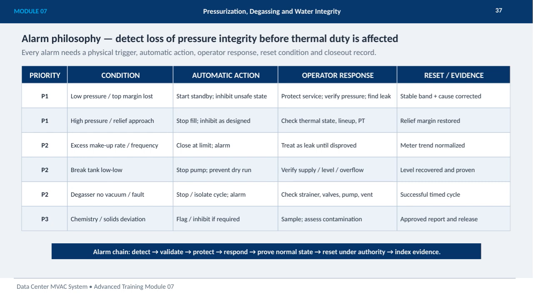P2 alarms include excess makeup water rate or low break tank levels, with automatic stops to protect equipment and operator checks to verify supply and levels. Degasser faults, also P2, involve isolating the cycle and troubleshooting components. P3 alarms focus on chemistry or solids deviations, prompting sampling and contamination assessment before approval. The alarm chain flows from detection, validation, and protection through response, verification of normal conditions, and formal reset and documentation, ensuring the system remains reliable and safe.